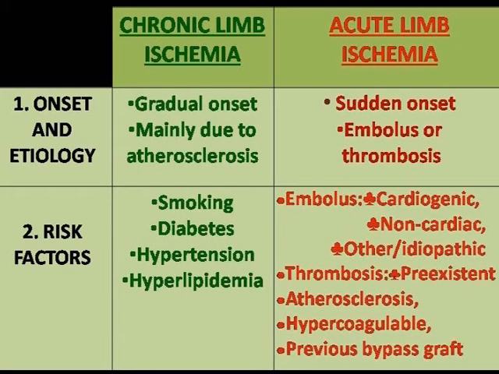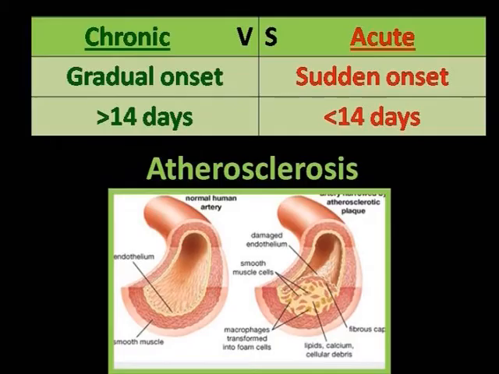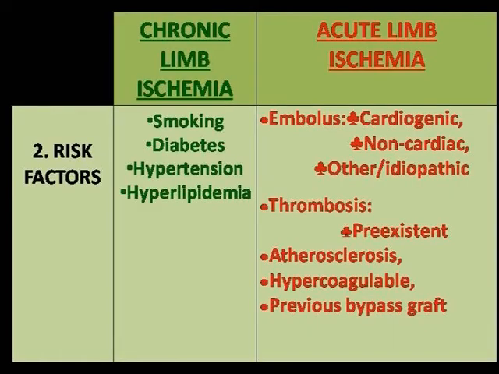On history, the first thing one wants to do is to clearly determine whether this is chronic or acute. Chronic limb ischemia is determined by a gradual onset and is mainly due to atherosclerosis, whereas acute limb ischemia is more a sudden onset and usually embolus or thrombosis. We usually define chronic limb ischemia as occurring over greater than 14 days, whereas acute limb ischemia will occur in less than 14 days. The next question we need to determine is what risk factors this patient has.